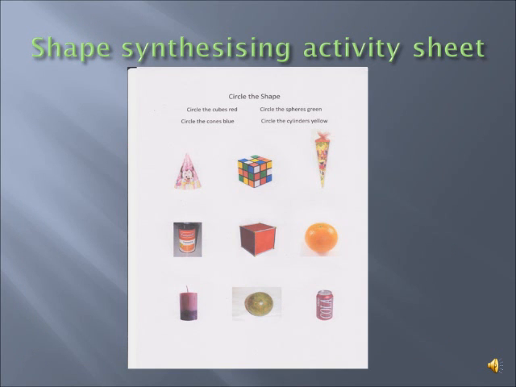This is an example of the worksheet used in the synthesising component of the lesson. It asks students to look at the 3D shapes in the pictures and use a red pen to circle the cubes, a green pen to circle the spheres, a blue pen to circle the cones and a yellow pen to circle the cylinders.